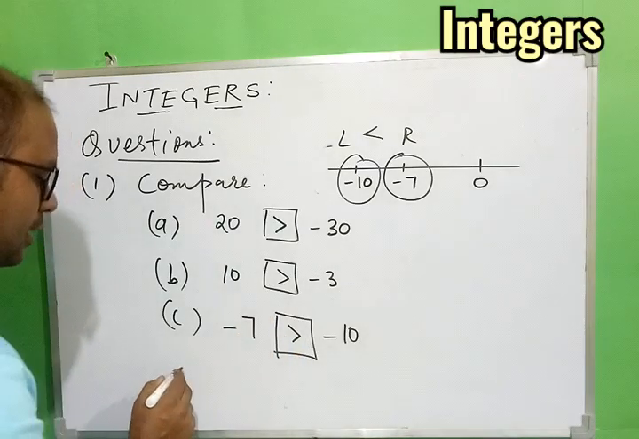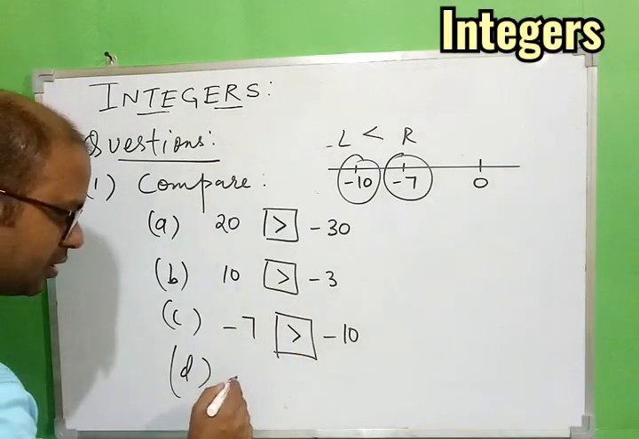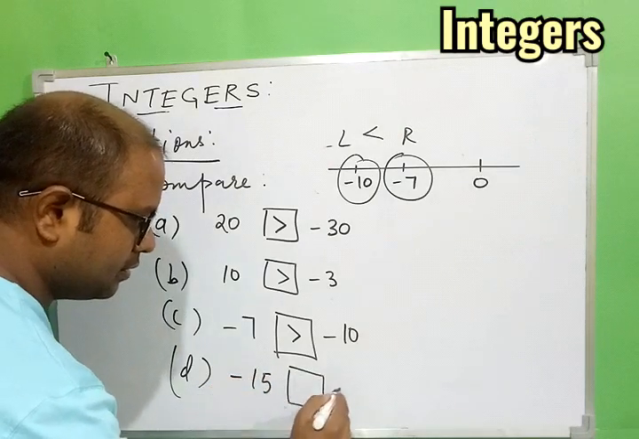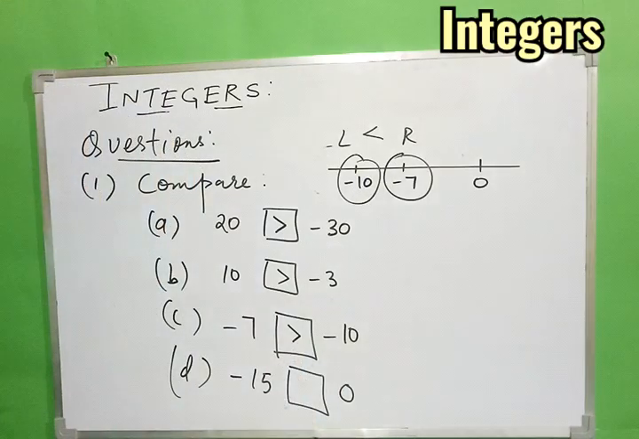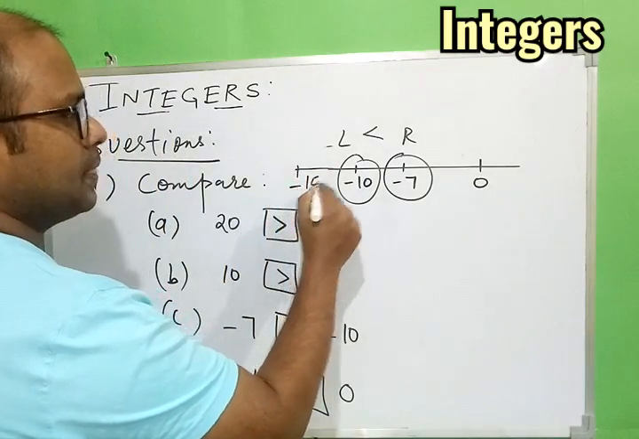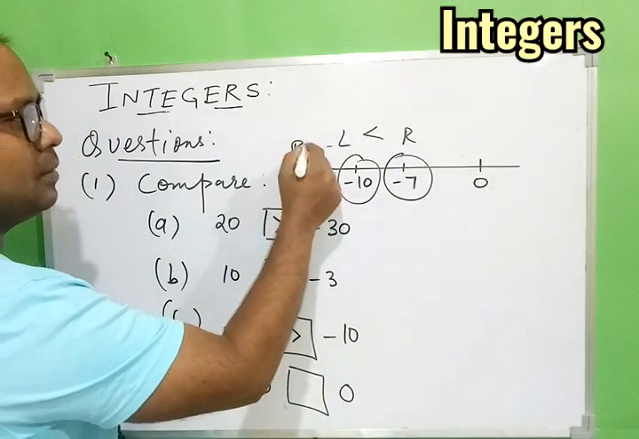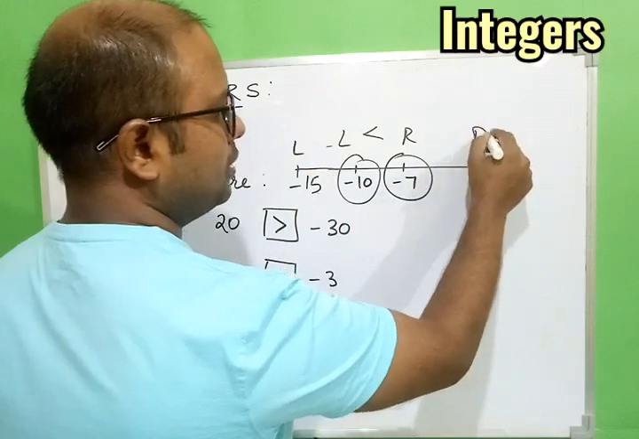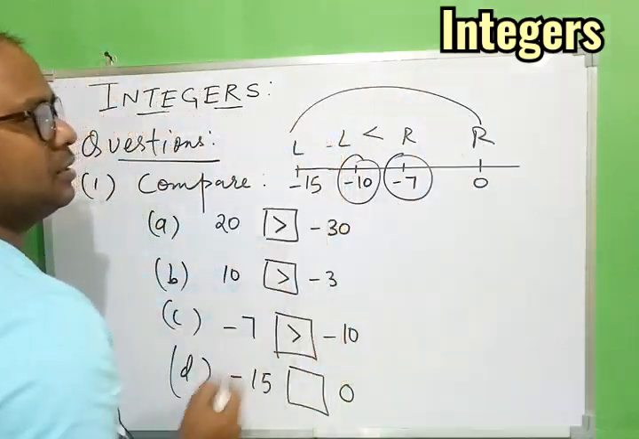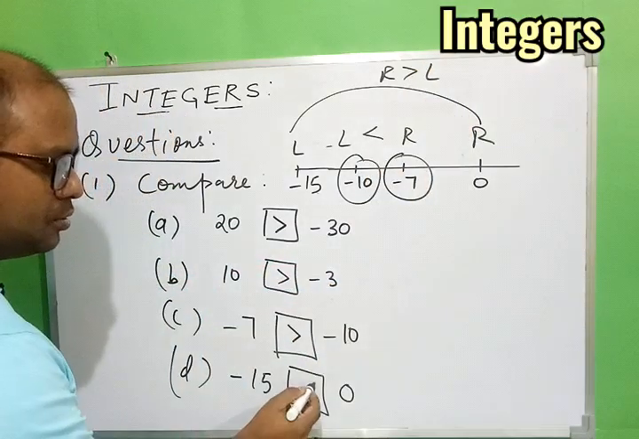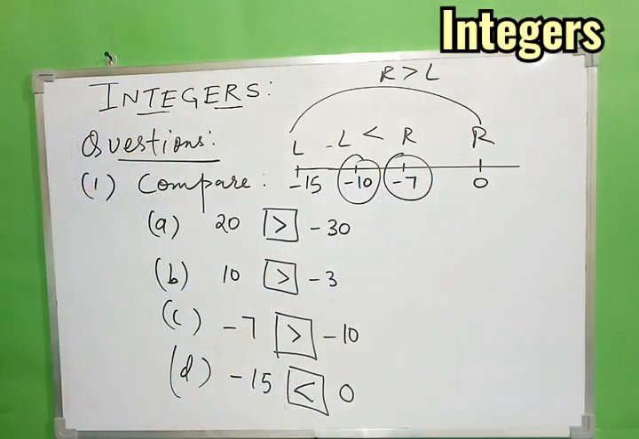Let's take the last one, minus 15 and 0. Minus 15 will be somewhere here, 0 is there. Minus 15 is on the left, 0 is on the right. If you compare both the numbers, the right has to be greater than the left. So 0 has to be greater than minus 15.